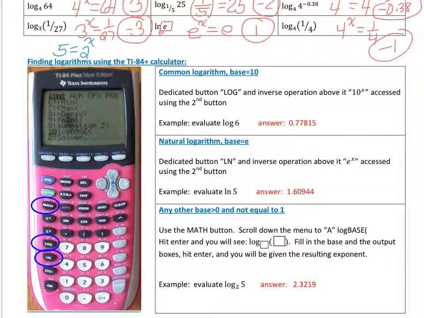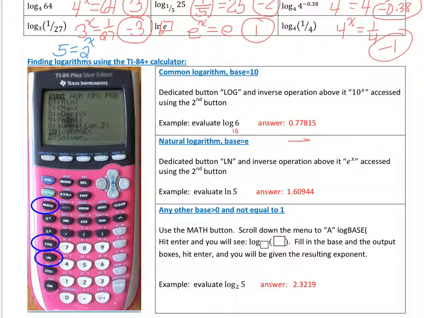So, for example, I put here, evaluate the log of 6. Of course, there's an unspoken 10 here. If you don't see a base there, it's assumed to be the common log. So you would hit the log button on your graphing calculator, input 6, hit return, and you will get something like this answer here.